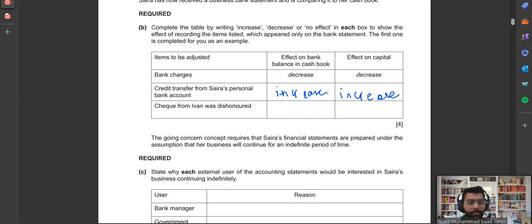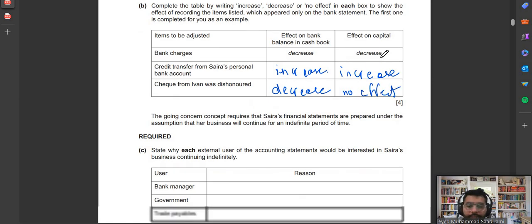So you thought Ivan had given you money, you had already recorded it, you had recorded money received. But the bank informed you, sorry, there is no cash in Ivan's bank account. So actually what will be the effect now? Balance in our cash book would decrease, bank balance would decrease, because first it increased, but oh, Ivan has no money in his bank account. So decrease again. Effect on capital? No effect.